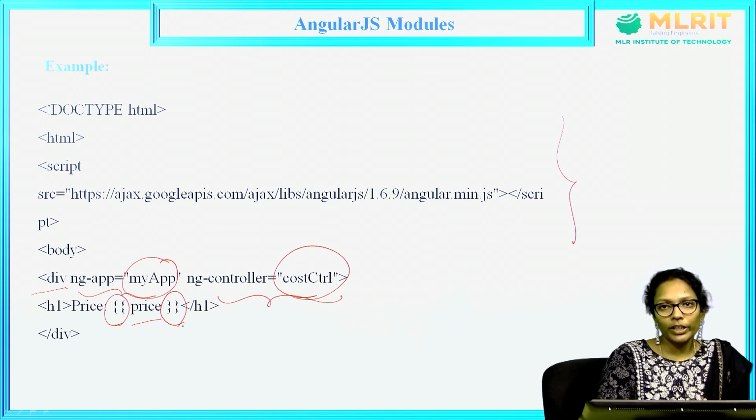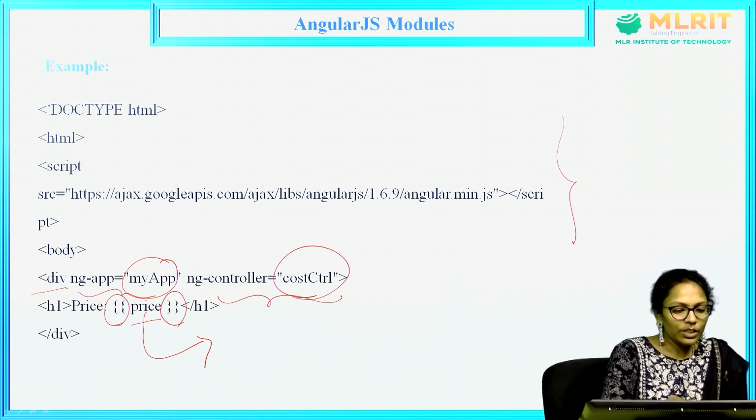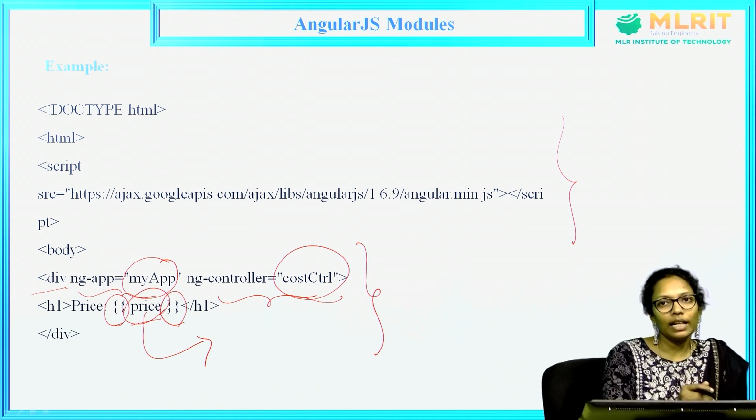Price is an unknown variable. I don't know this value. So from where can I get this value? I need to get this value from the module. So for that purpose, I need to create a module here. That's all, you close the division. But here I have a thing: price, an unknown variable that I need to get.